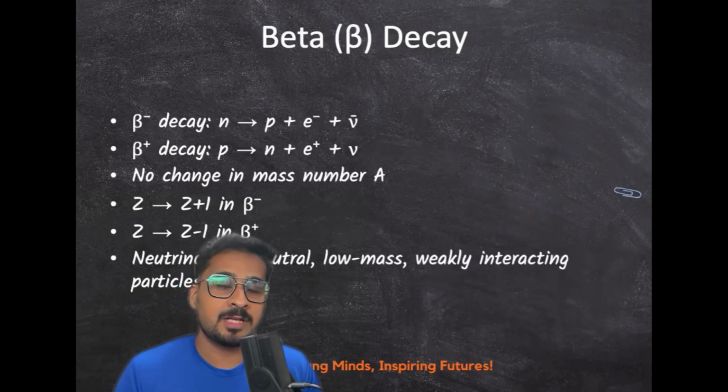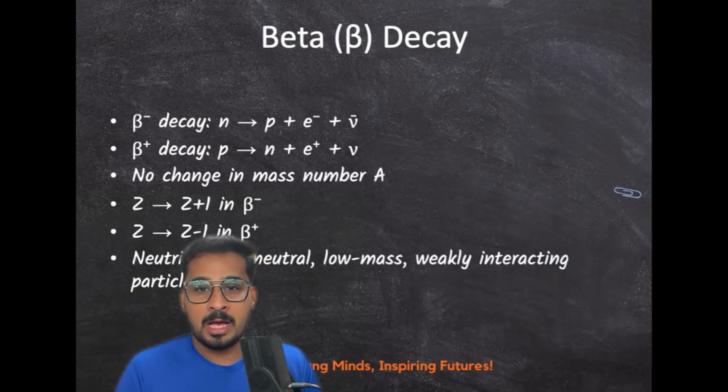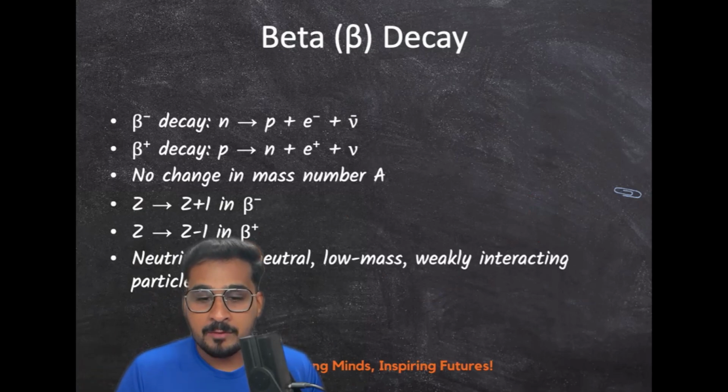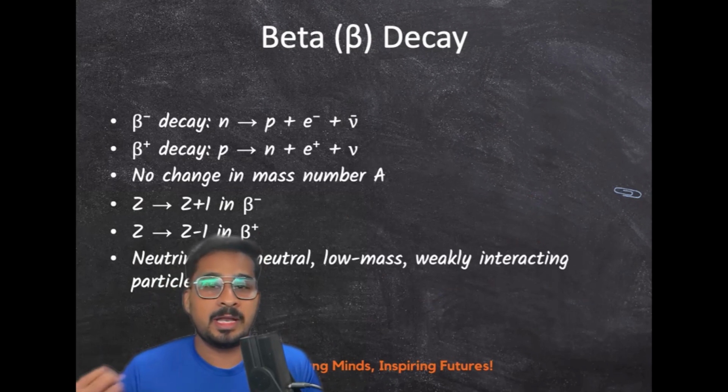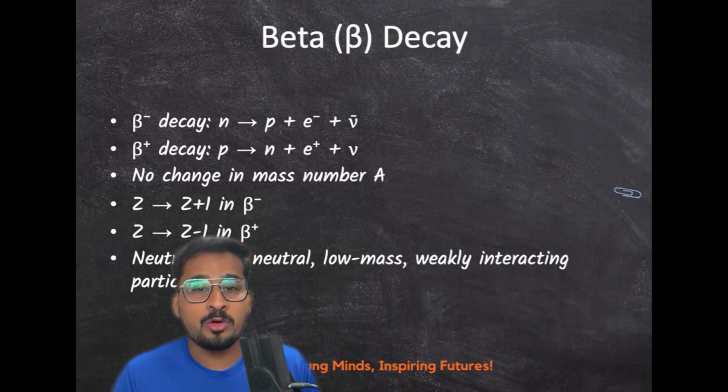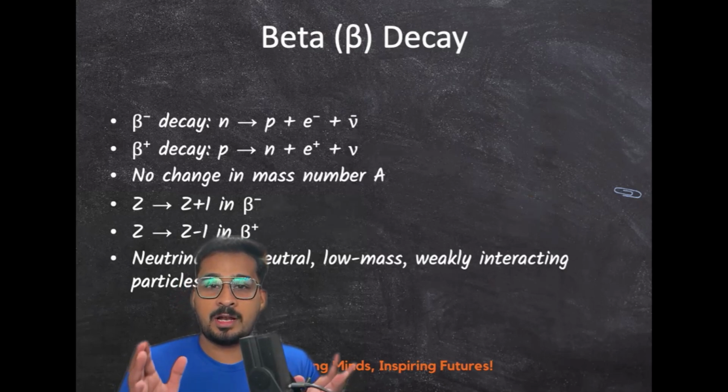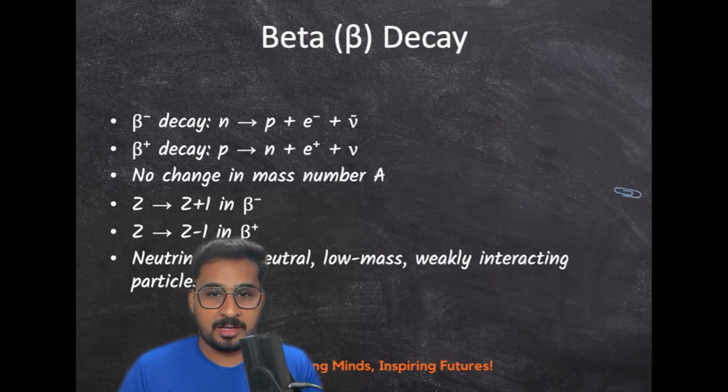Then beta decay. As I have said before, beta decay involves beta minus decay. Beta minus decay involves a neutron disintegrating to a proton and an electron plus an anti-neutrino particle. Whereas beta plus decay involves decay of a proton to a neutron and a positron, emitting a neutrino. So neutrinos are neutral, low mass, and weakly interacting particles.